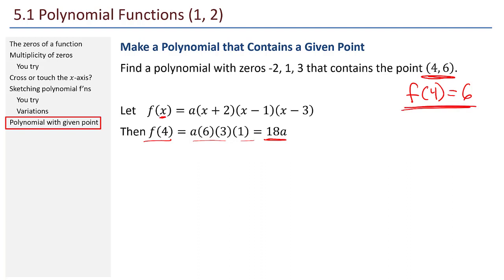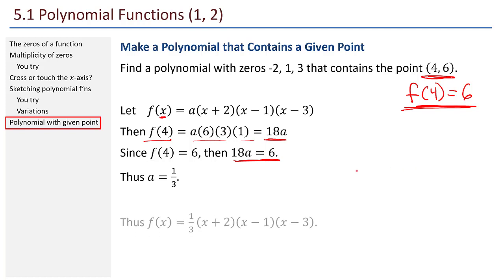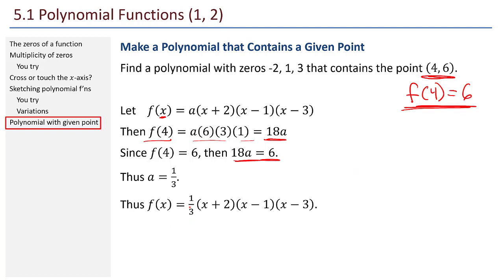Oh, but also f of 4 is 6, right? Since f of 4 is 6, this tells me that 18a equals 6. And now I can solve for that a. Now I know that a equals 1/3. So here is the actual function now. F of x equals 1/3 times (x plus 2)(x minus 1)(x minus 3), and it has two nice properties. It has zeros at -2, 1, and 3, and because I chose my a just right, it also goes through the point (4, 6).